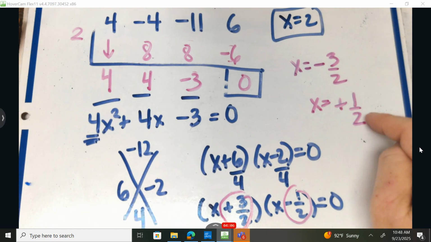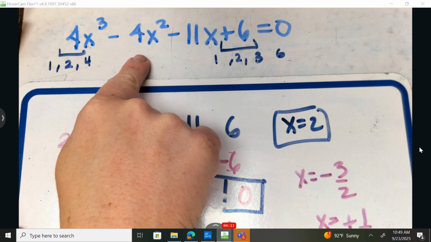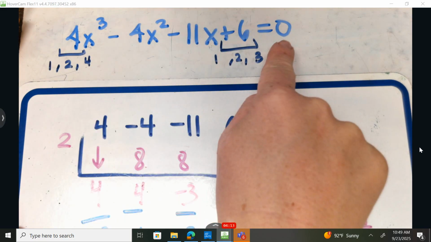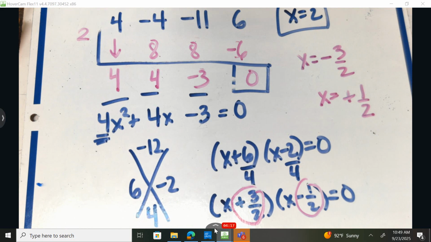These are our 3 solutions. That means you take any one of these, and if you plug it in for the variable x and complete the math on the left, it will equal 0.